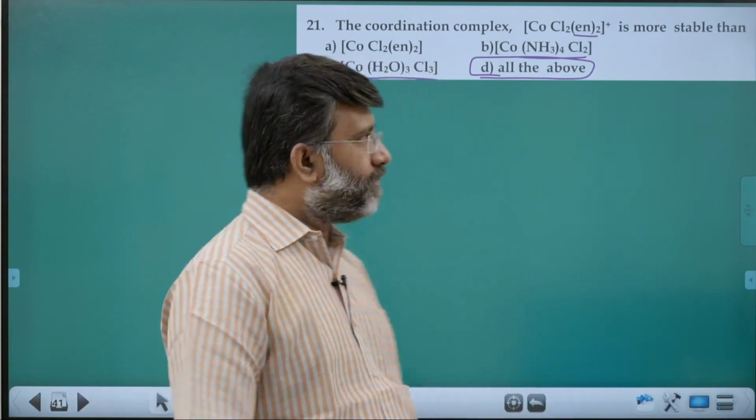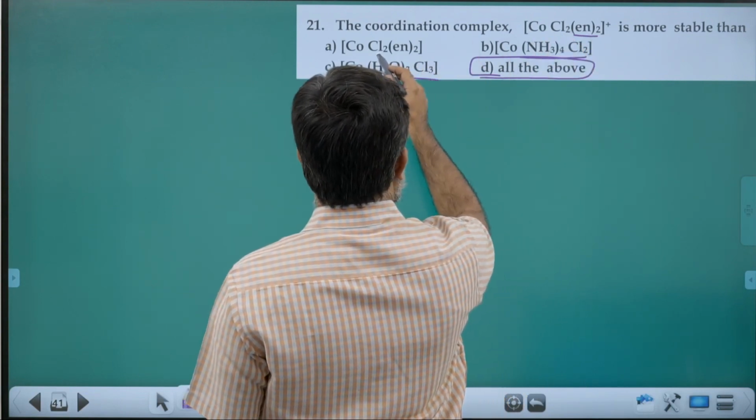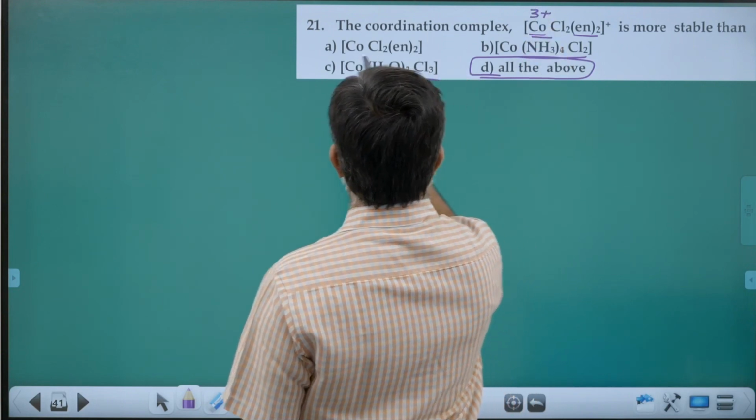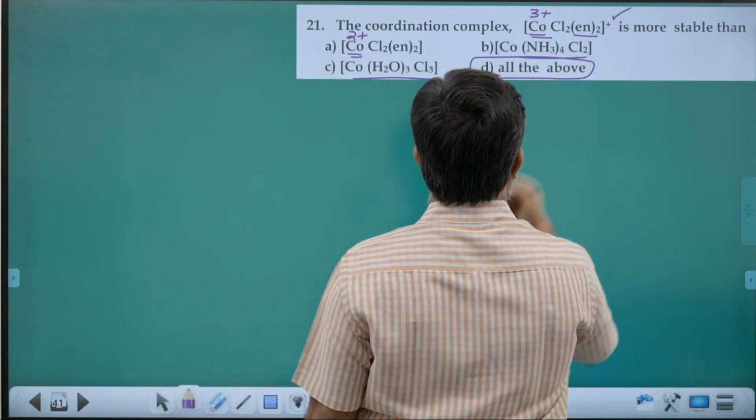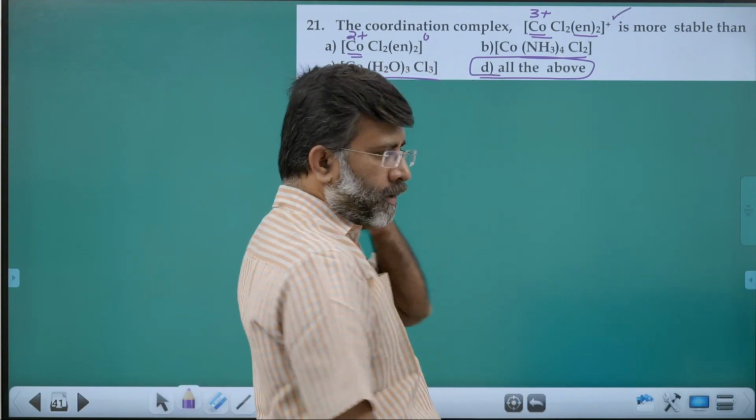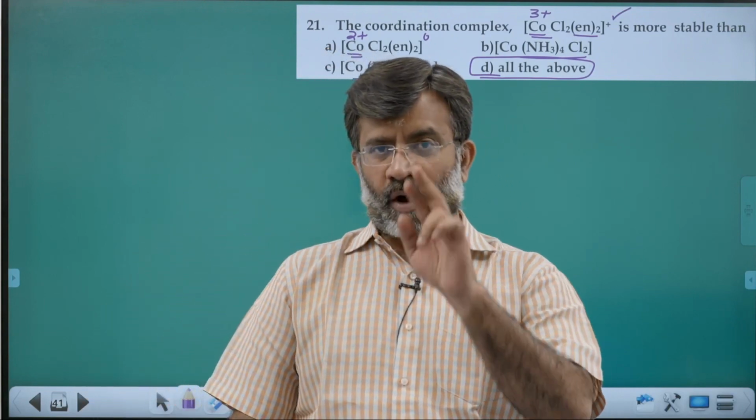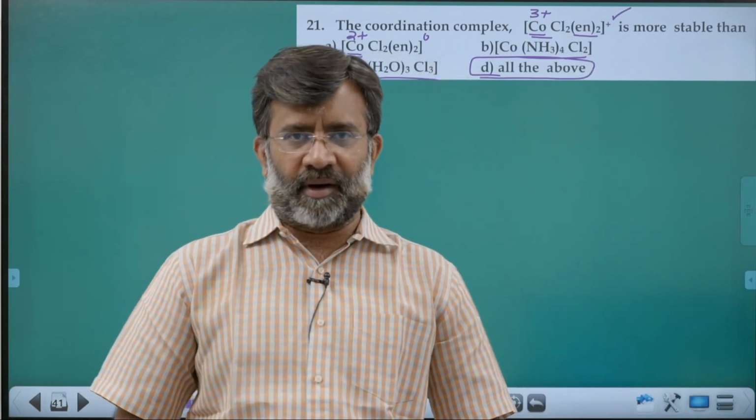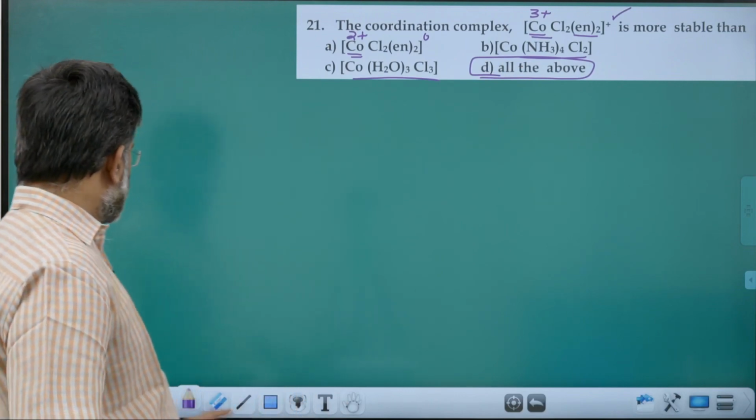Then what about A? There is en2, there is chlorine, but here cobalt is 3 plus, here cobalt is 2 plus. You see that there is a positive charge. This is neutral. So in option A, cobalt is in the plus 2 state. The compound given in the question, cobalt is in the plus 3 state. Greater the oxidation number, greater the stability. Okay. So the given molecule is more stable than all the given ones. Next.